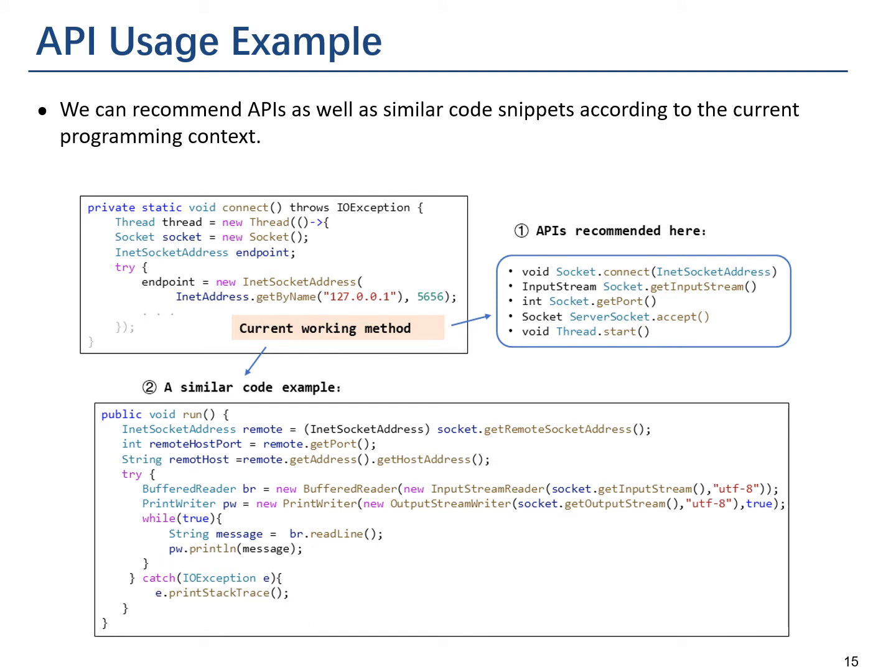Here is a concrete example. We can recommend a list of APIs according to the partial context of the current working method, and also a similar code example from the repository.